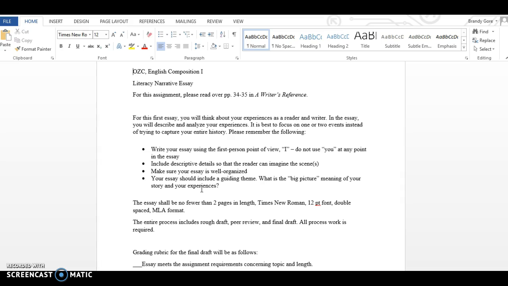Please remember the following. This is a first-person point of view essay in which you will use I. At no point in this class should you use you in your essay. So keep that in mind. Be as descriptive as possible. Remember our senses. If the reader can imagine how something looked or how it smelled or whatever, then you have targeted the senses there. Make sure it's well organized.